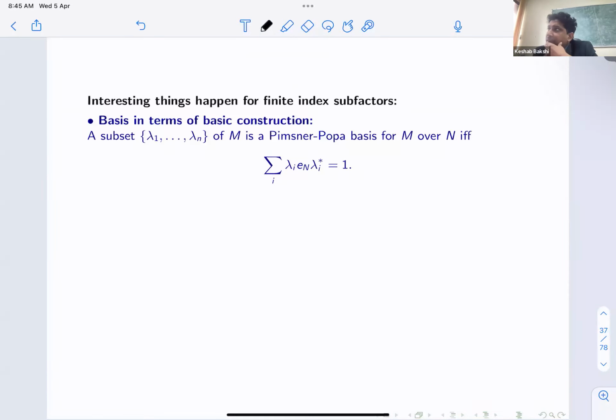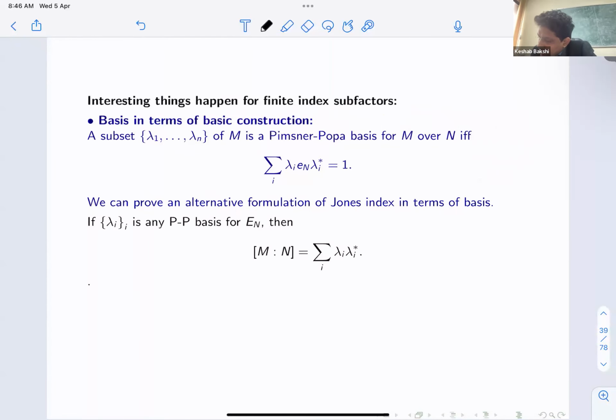I have not really defined the Jones index, but using basis, you can immediately define it. Basically, this is an alternative formulation, because remember that Pimsner and Popa showed that if the index is finite, there exists a basis. So we can define the Jones index like that: given a subfactor, we say that it is finite index if there exists a basis. We have this subset of M, and it is a basis if and only if this sum holds. And then we can define the Jones index like this, the summation of lambda_i lambda_i star.